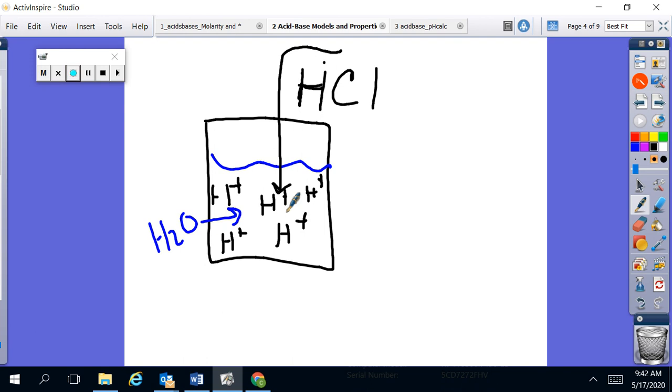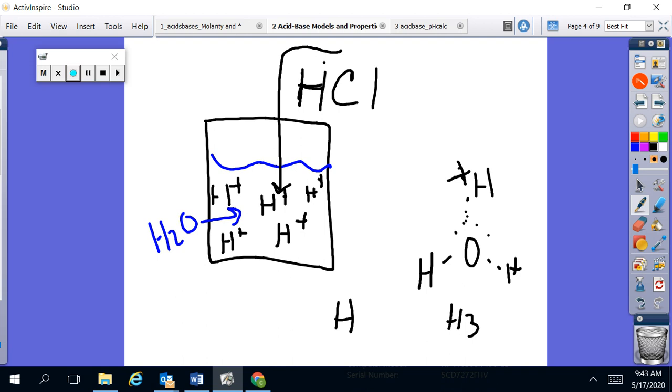What really happens, and the reason why they say H3O plus, is this H plus reacts with a water molecule. If I drew a water molecule, this H plus actually attaches on here, and it actually makes H3O plus. But for our purposes, we're going to say H plus equals H3O plus. H3O plus is called hydronium, the hydronium ion. So again, for our purposes, H plus will equal H3O plus.